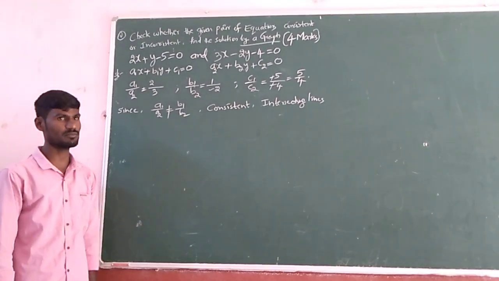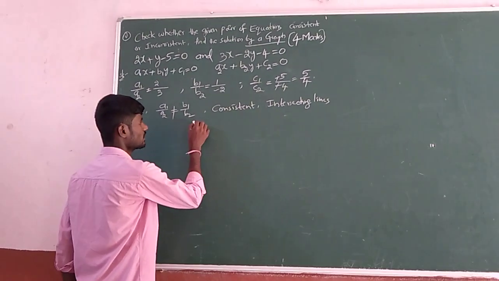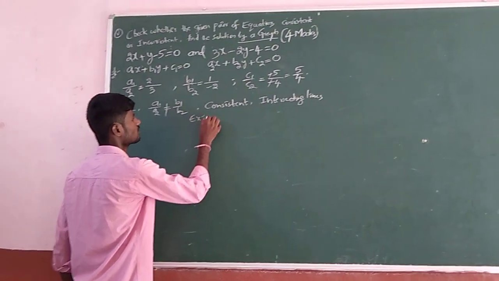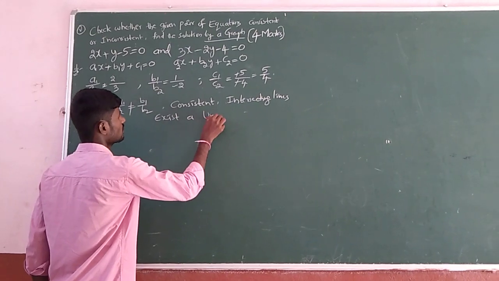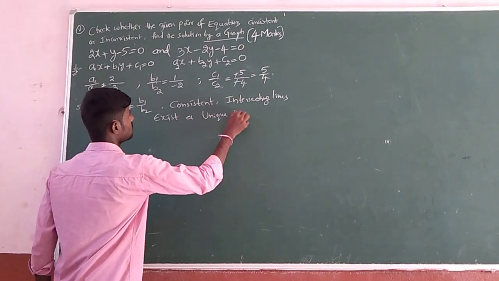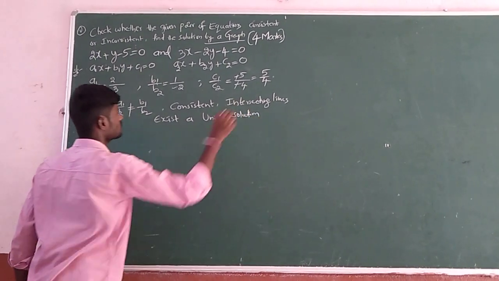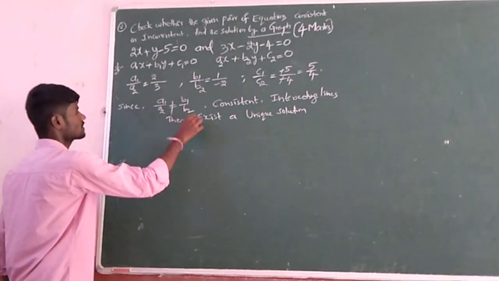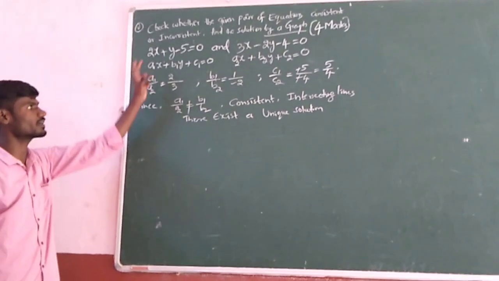In this case what type of solution will we get? There exists a unique solution. So here we can write there exists a unique solution. Let us draw the graph for them.